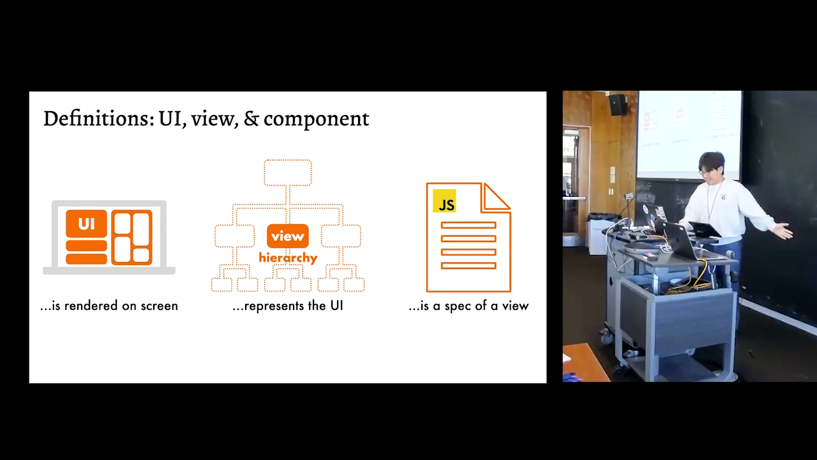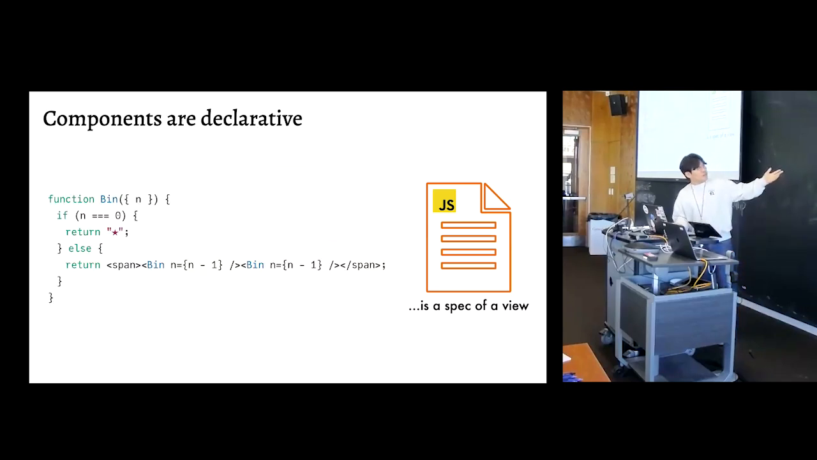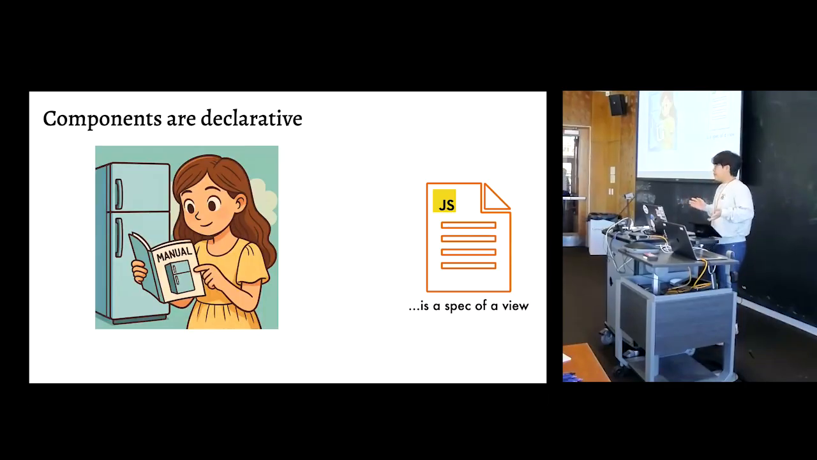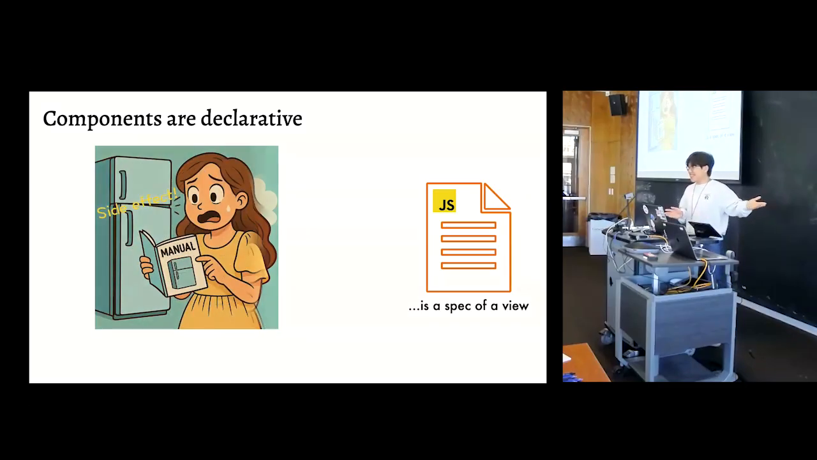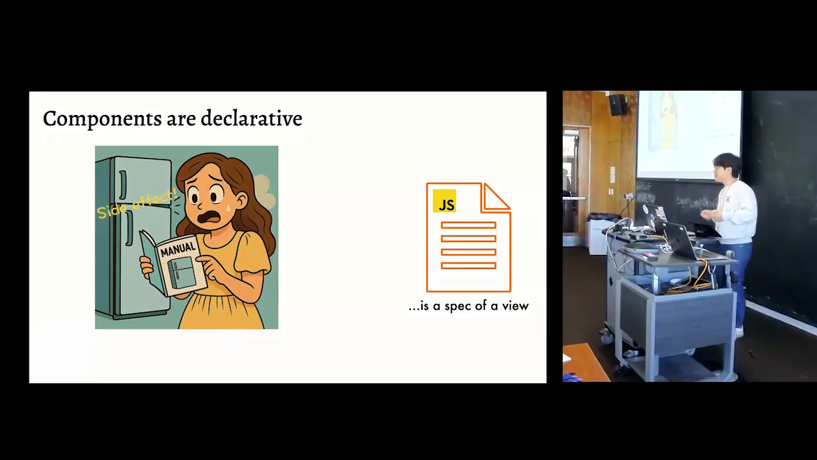So what does it look like? Here's a simple recursive component called bin, short for binary tree, which gets rendered as 2 and stars on screen. So like bin, all components should be fully declarative. As a manual for a view, React wants the component to read it. But a mere act of reading a manual shouldn't trigger a side effect. I mean, if reading a manual for your fridge opened the fridge door, you'd get surprised, right? It's the same for React. React expects all component functions to be free of side effects.